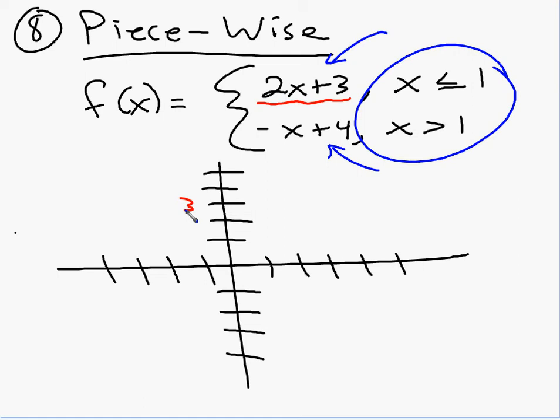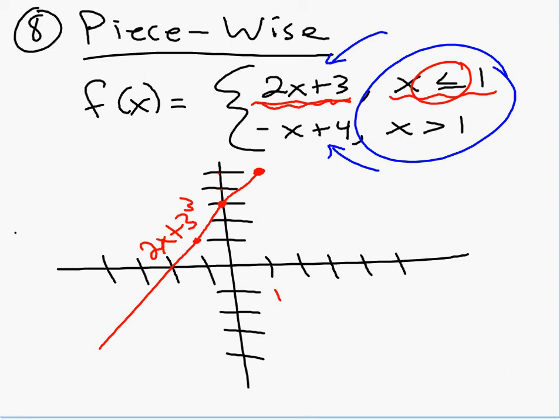Now be careful though. When is the function 2x plus 3? It's when the x's are less than or equal to 1. So here's 1. So 2x plus 3 is going to be this function over here to the left of 1. So the y-intercept is 3. The slope is 2 over 1, so I could come up 2 over 1, down 2 over 1. Now, since it is less than or equal to, I need to fill in that hole right there. So this function right here is 2x plus 3. That's the first piece of the piecewise function.